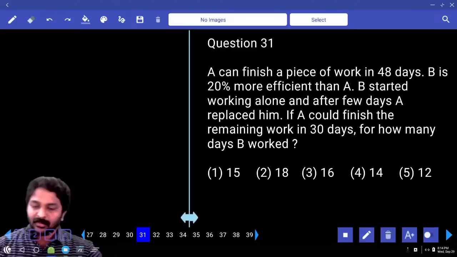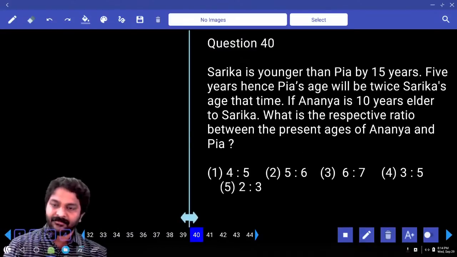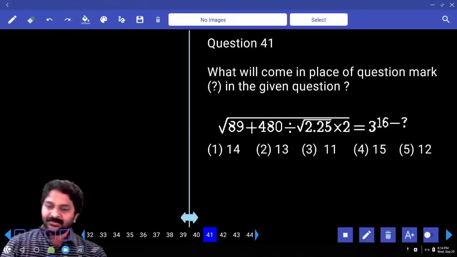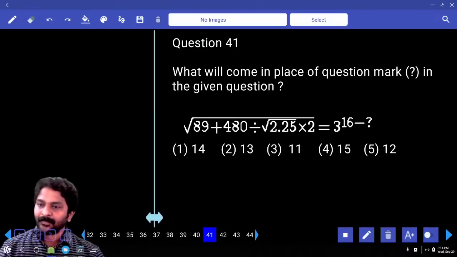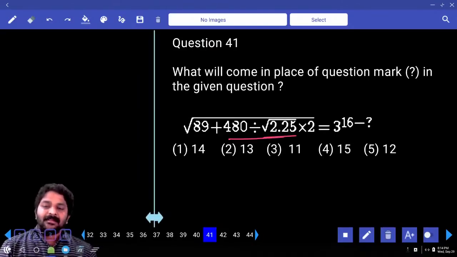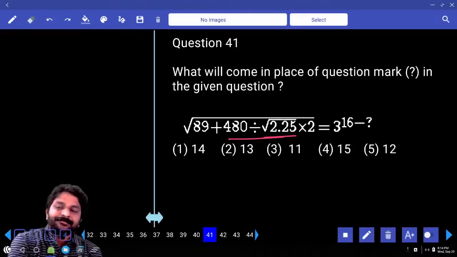Right, from 31 to 40 we have arithmetic questions. We'll see those later. Come on, 41 onwards. First we need to find out this particular part, the underlined part.